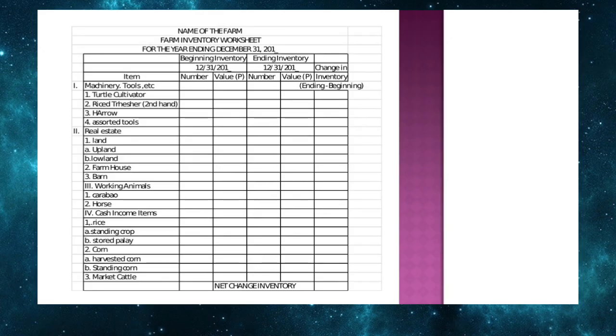This is the sample farm inventory worksheet. First column is the item purchased. Second column is the beginning inventory of the year determined by the quantity of the equipment used and its monetary value, and so on the third column, the ending inventory.